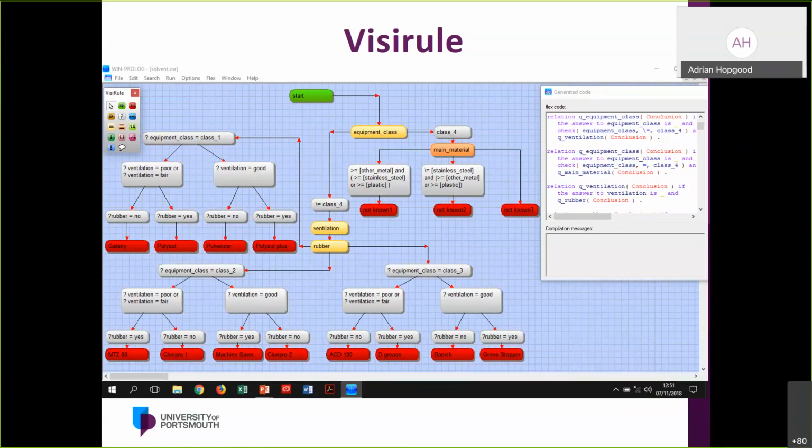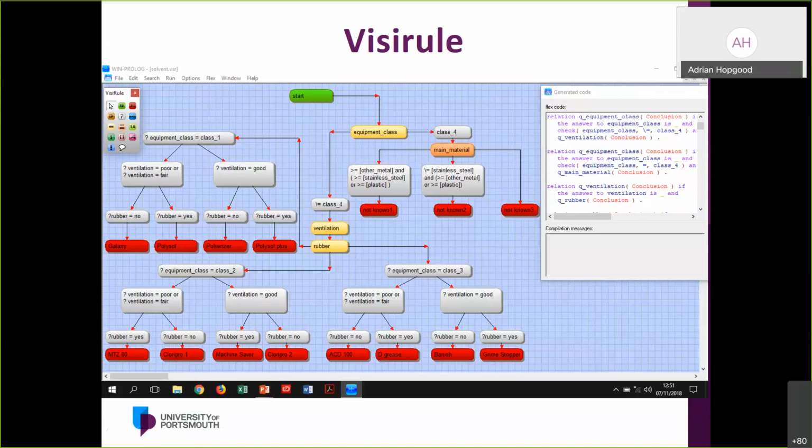But the reason I'm showing you this is that it's an example for helping to recommend a solvent for a particular problem. It takes into account what it is you're trying to dissolve, the ventilation, the sort of containers that you're using, and so forth. But it's interesting that it has a sort of dual representation here. There's some code, looks like computer code, in this box here, but equally there's a visual representation of it here. So if you're building this system, you can either build your visual representation or you can write the code. Each is equivalent to the other.